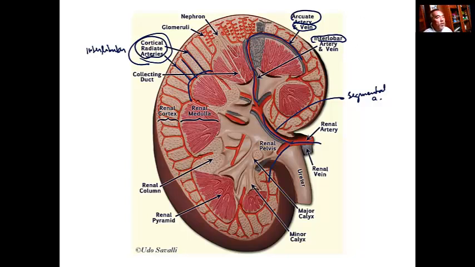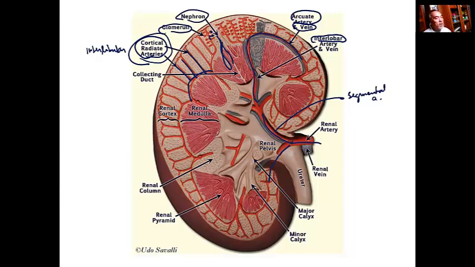Remember, nephrons are located from the area of the cortex to the medulla. Those are nephrons. And these red dots that you see here, which came from the cortical radiate artery, are called your glomerulus, or glomeruli.